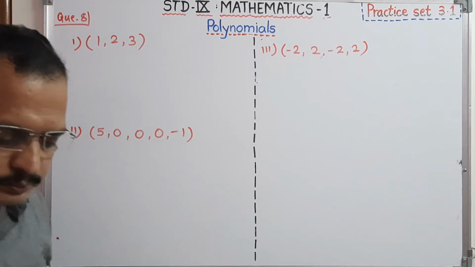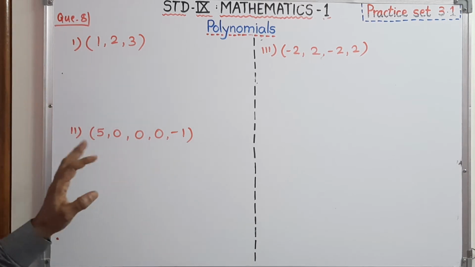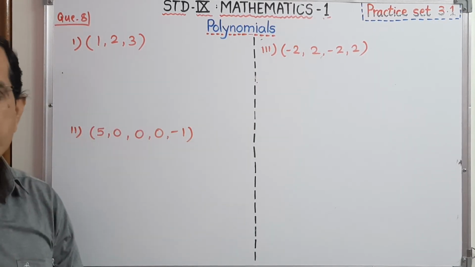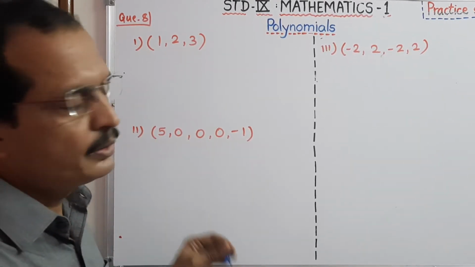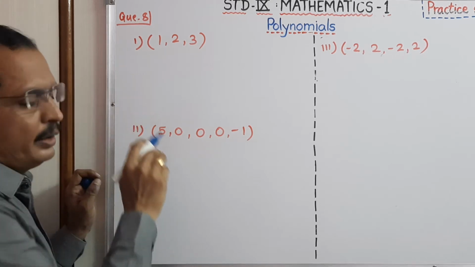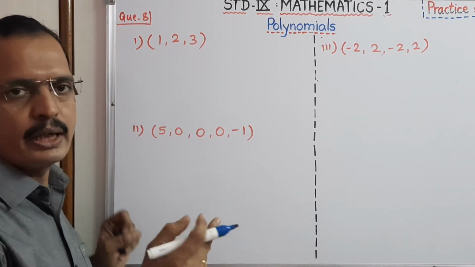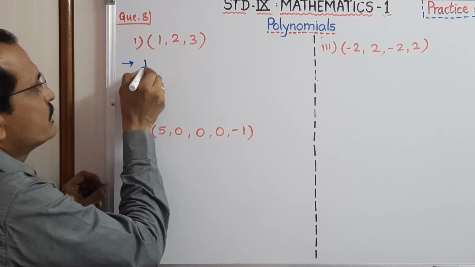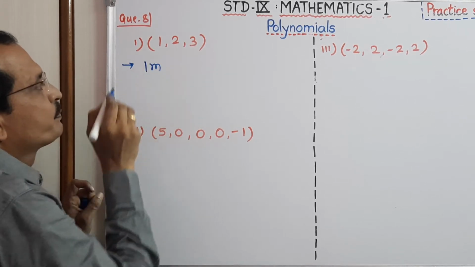Dear student, see here, we have to complete question number 8. This coefficient form is given and we have to write the index form. Very easy. It is not mentioned which variable we have to use, we can take any variable. Now dear student, the first coefficient is 1. Then take any variable, we take m.